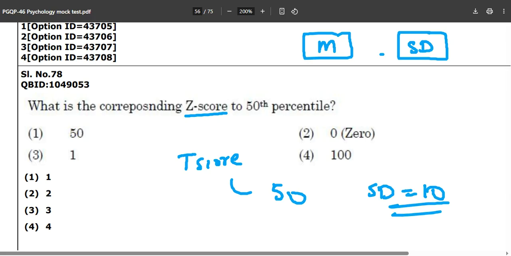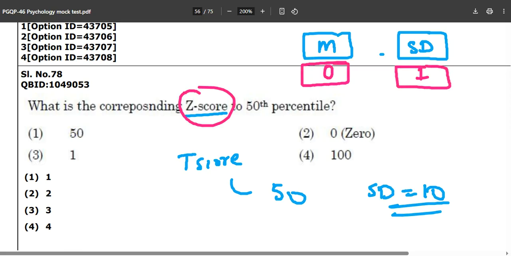Okay, but for the Z score, what is the mean? Mean is 0 and SD is 1. This is so fixed, so precise that you have to remember this for your entire life. And for T score, it is 50 and SD is 10. Okay, and this will help you in any of the examinations which you are sitting for. These mock test series will help you anywhere you go in your entire life.